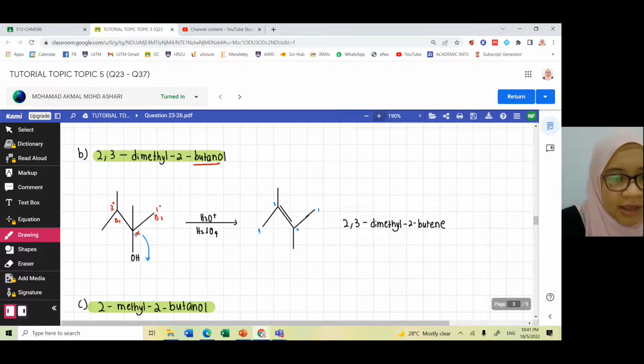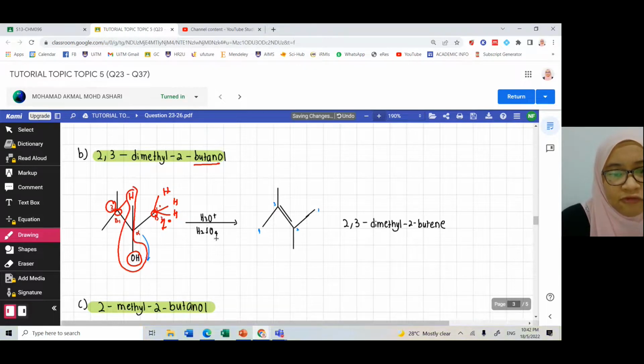So identify. OH will be coming out. This one has 3 hydrogens there, and this carbon has 1 hydrogen there. So this is tertiary and this is primary carbon. So obviously the double bond will form here, between carbon number 2 and carbon number 3. This one will be removed as water. You replace it with H2SO4 and then heat. So this is also correct.